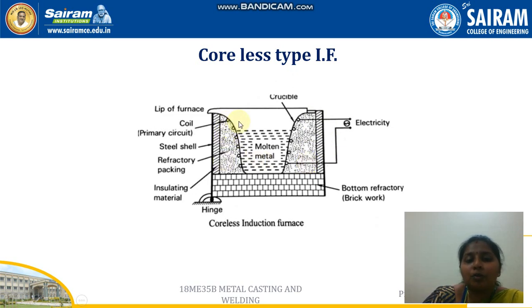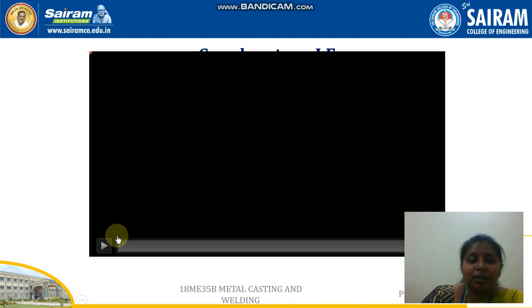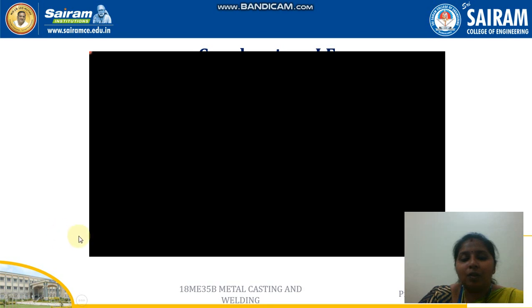Along with the crucible you can see some coils, which are connected to the source of electricity, and the top is called the lip of the furnace. There is a hinge attached to this coreless induction furnace. Here there is a video about how this coreless induction furnace works.